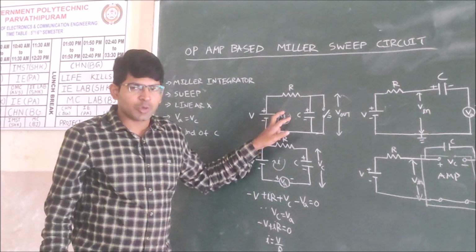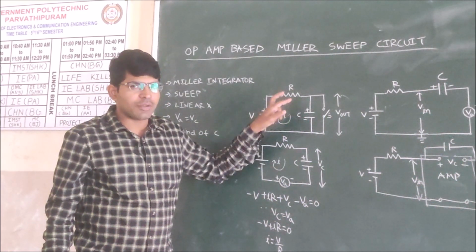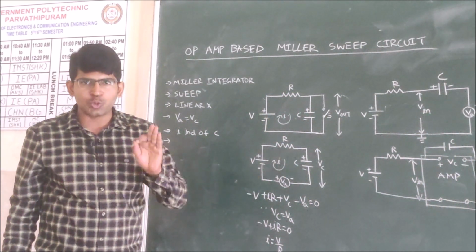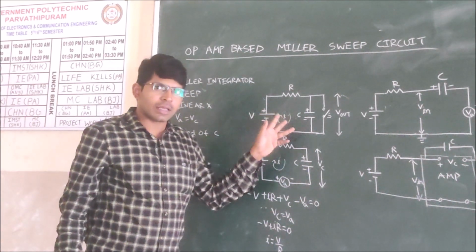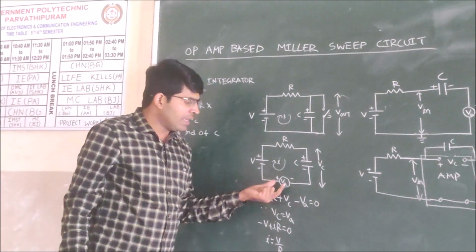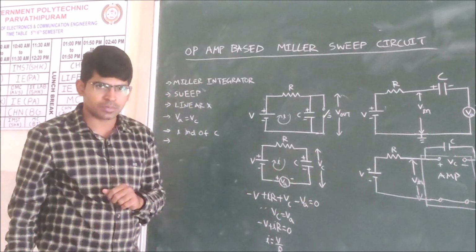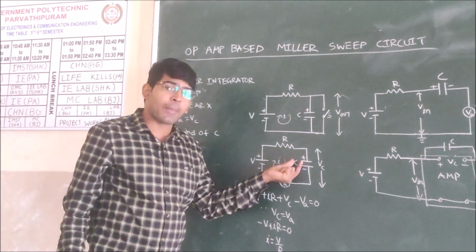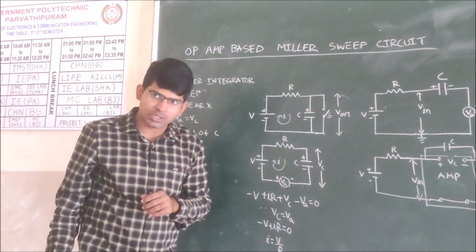In the bootstrap sweep circuit we already discussed, if we want to generate a very good sweep waveform, the current across the capacitor should be constant. So in order to make the current in the capacitor constant, we are adding a voltage source, which we are calling the auxiliary voltage source. This auxiliary voltage source voltage is equal to the capacitor voltage. So it balances the capacitor voltage.